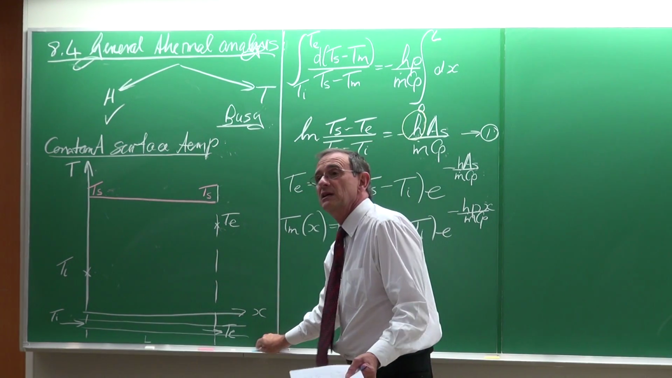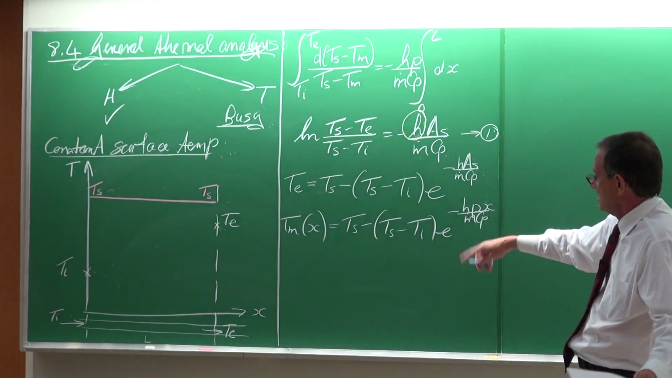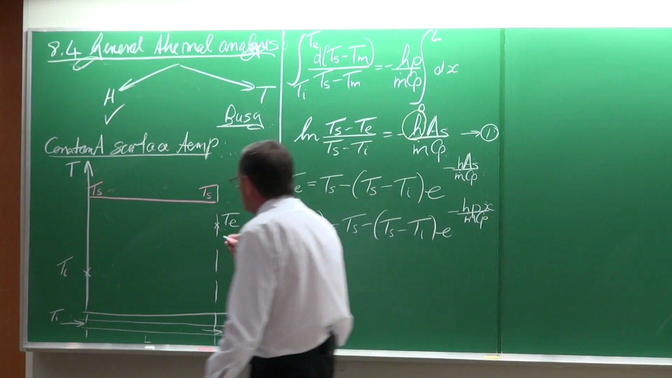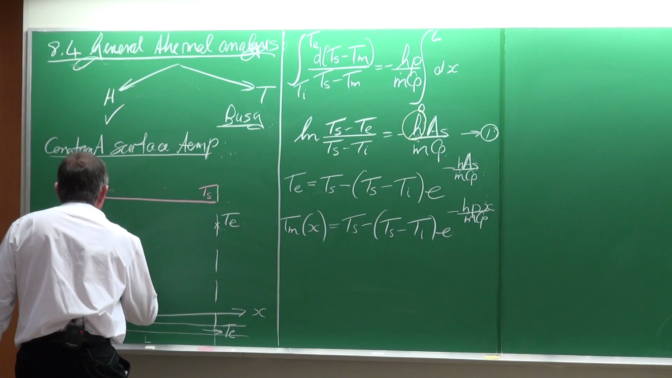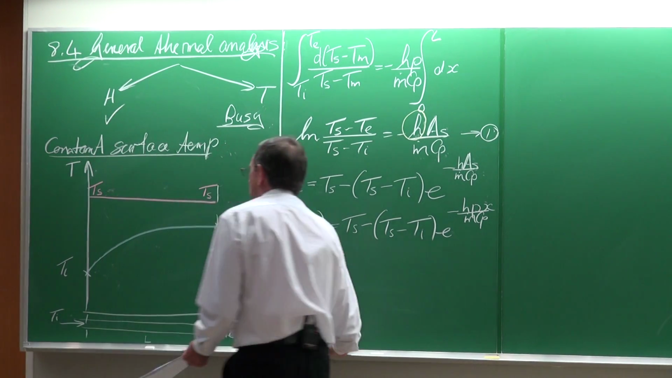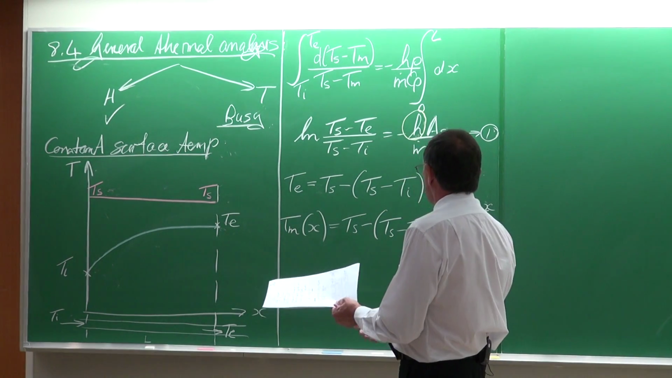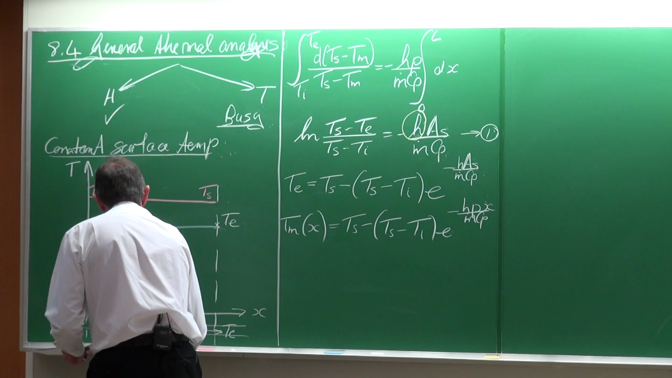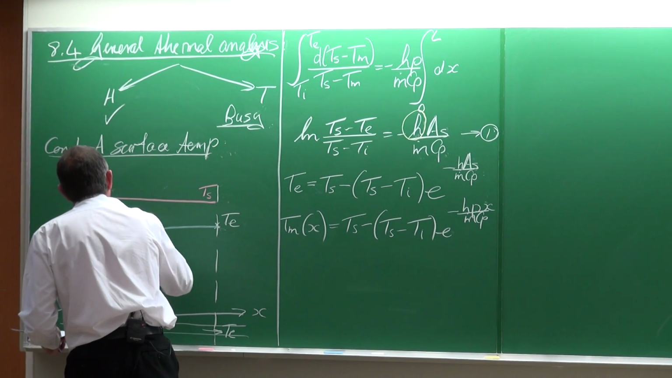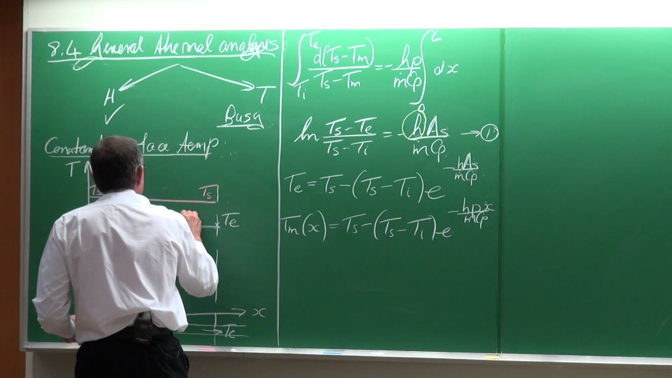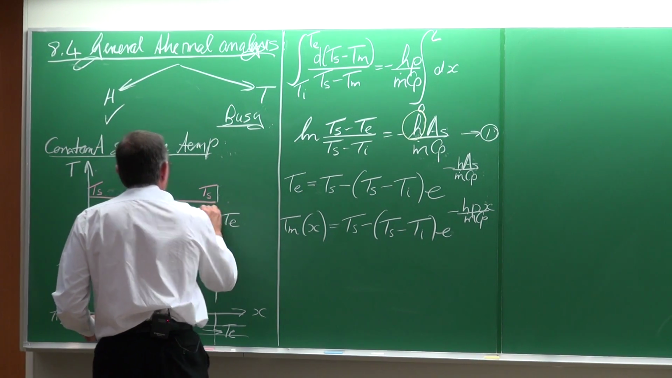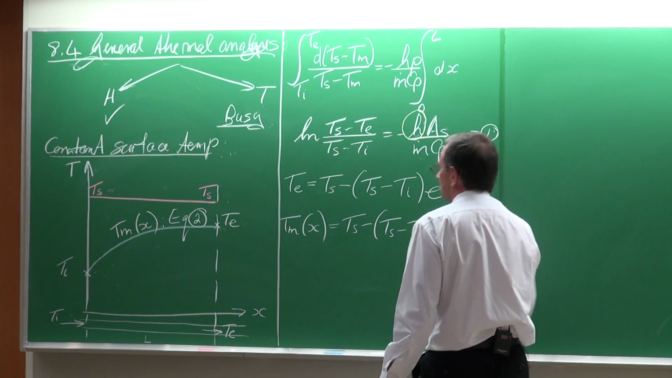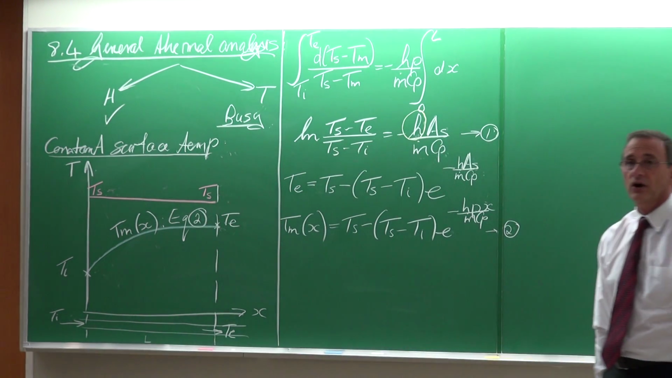And you can see it's not a linear line. Okay, you can see there we've got the e complication. So typically if you would now go and plot it, you would get a temperature distribution looking something like that. Okay, so this is now Tm(x), and let's call that equation 2. Okay, so your equation 2 describes that line.